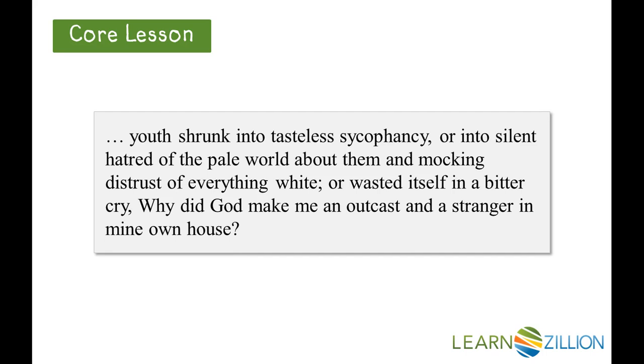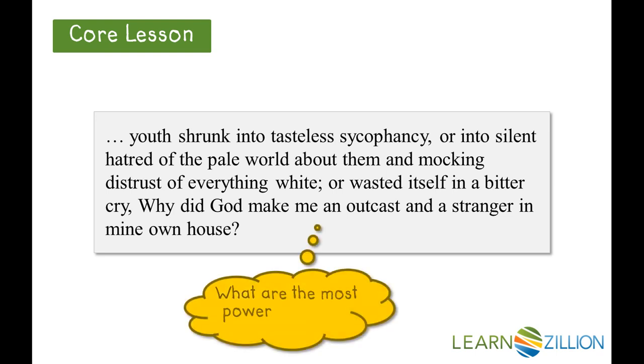This piece is filled with imagery about the pain felt by African Americans, and it is all written beautifully. But we want to show our audience that we have read and understood the text. So let's ask ourselves, what are the most powerful words in this text? So I'm going to highlight "bitter cry," "an outcast and stranger in mine own house." I think that really moves a person to understanding Du Bois' point of view.